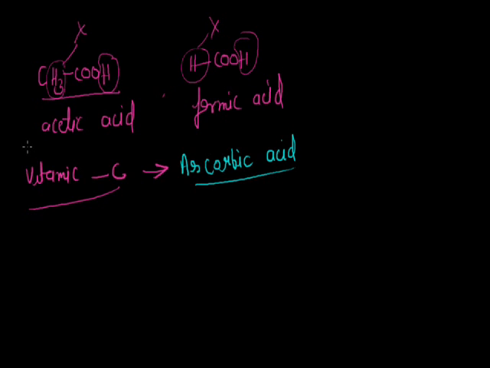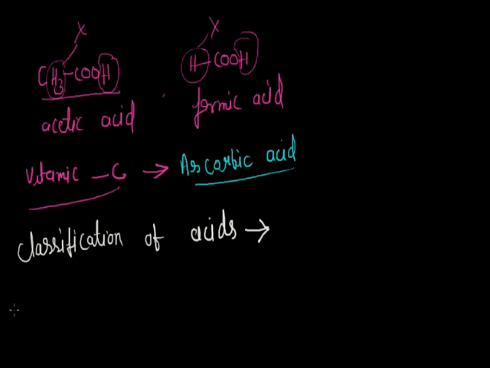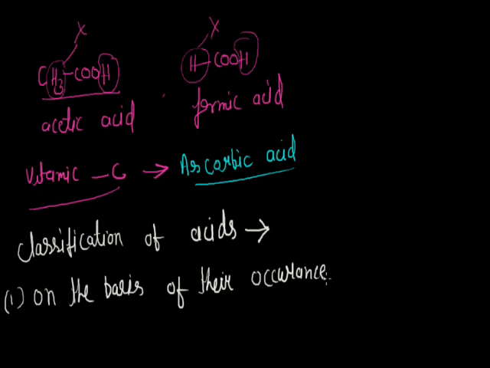After these definitions, we will classify the acids. Now in the next topic we are dealing with how we can classify acids. Classification of acids. There are different criteria which we have selected for the classification of acids. The first criterion depends upon their sources or occurrence. On the basis of occurrence or sources, acids can be classified into two categories.